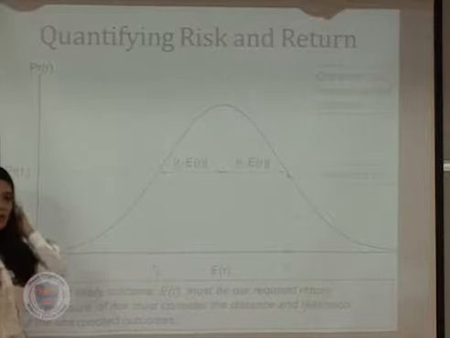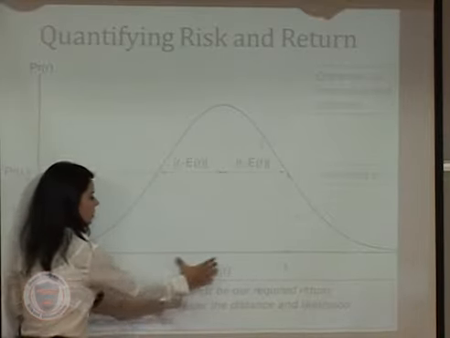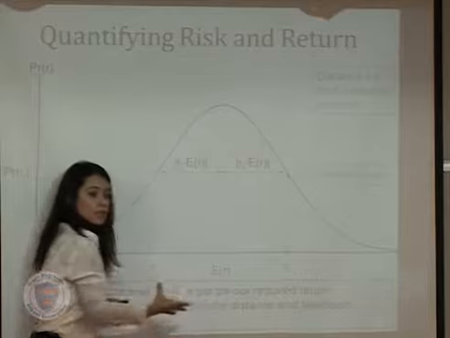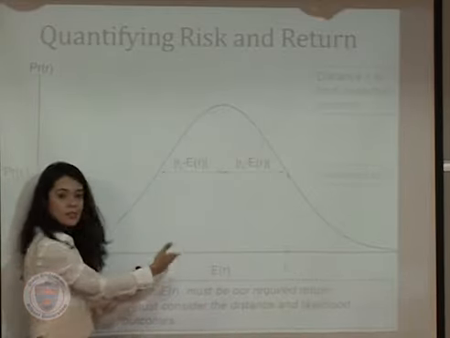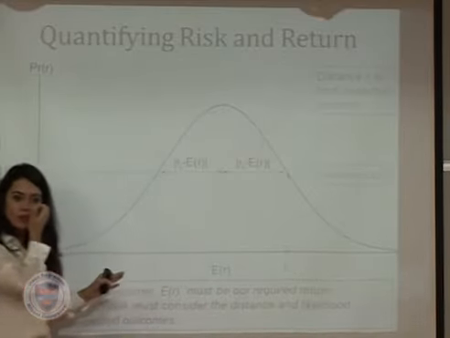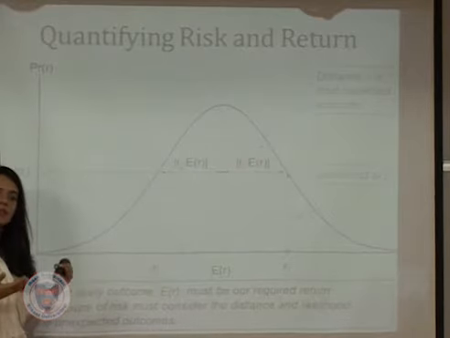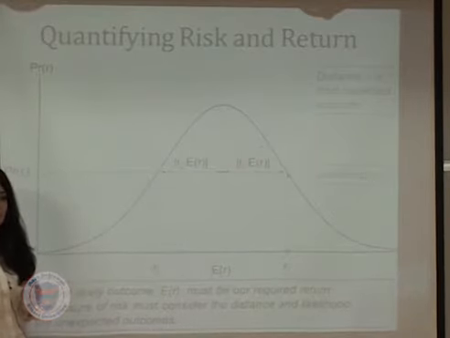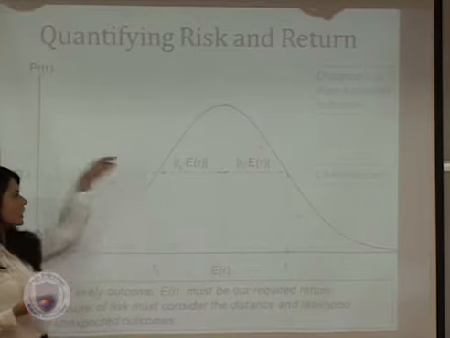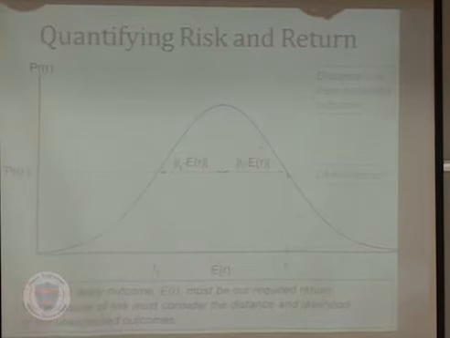Why are we taking the squares? Because this distance and this distance are equal. If we add them up, they will just cancel each other out. So things will look less risky compared to what they actually are. So we're going to take the squares to get the distance away from the expected return.